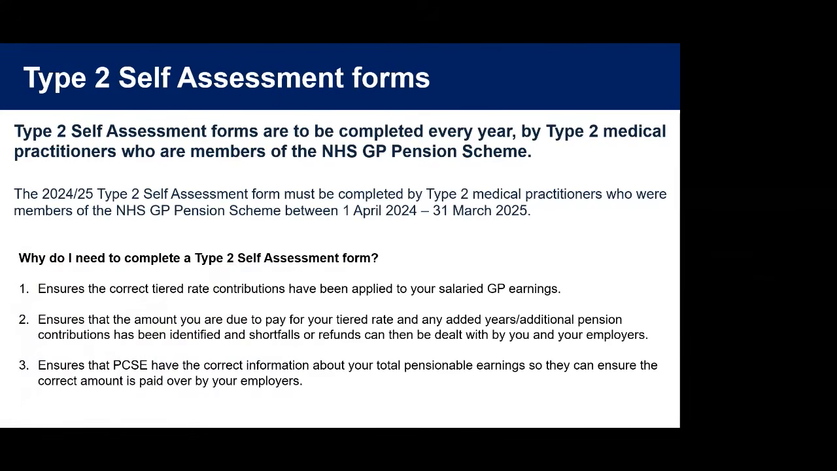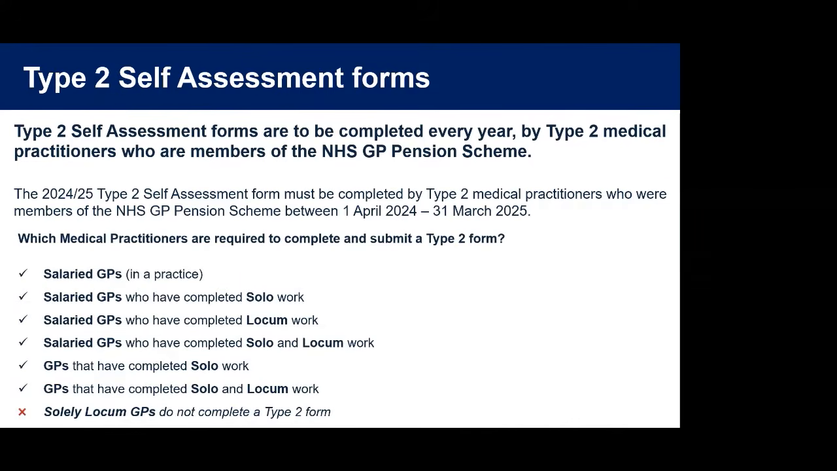So why do you need to complete a Type 2 self-assessment form? It ensures the correct tiered rate contributions have been applied to your salaried GP earnings. It ensures that the amount you are due to pay for your tiered rate and any added years or additional pension contributions has been identified, and shortfalls or refunds can then be dealt with by you and your employers. It also ensures that PCSE have the correct information about your total pensionable earnings, so they can ensure the correct amount is paid over by your employers.